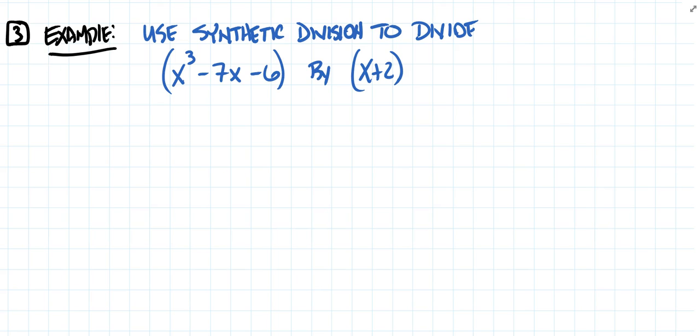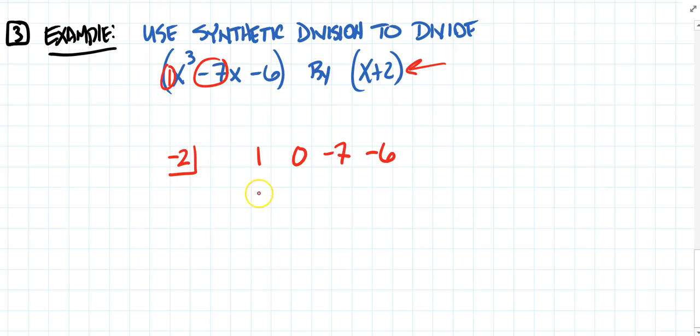Okay, we'll do one more example together just to make sure that you have it. So here's the setup. We're going to take a 1, because I have for my 1x to the third. I have no x squared term, so I can put a 0 there for a placeholder. I have a negative 7, and then I have a negative 6. And I'm dividing by x plus 2, so I'm going to take a negative 2 and put it on the outside. And then I'm going to skip a line and draw a line and put an addition sign here.